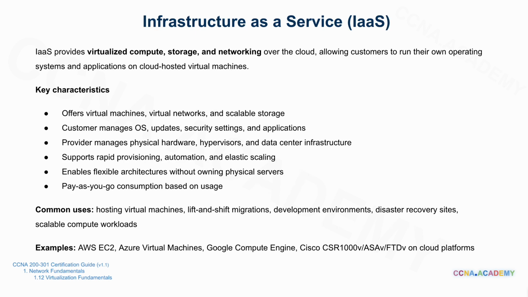IaaS gives you virtual machines, virtual networks, and scalable storage directly from the cloud. You control the operating systems, applications, and security settings, while the provider manages the underlying hardware and hypervisors. This model is perfect for lift and shift migrations, running servers without owning physical hardware, and building flexible, scalable environments. Common examples include AWS EC2, Azure Virtual Machines, and Google Compute Engine.